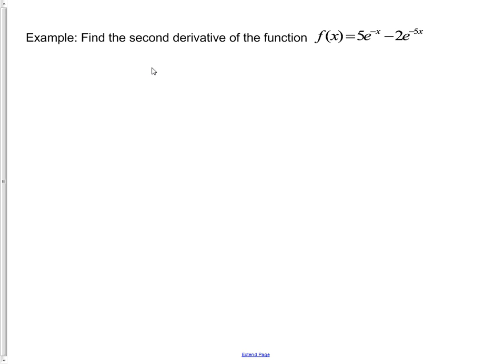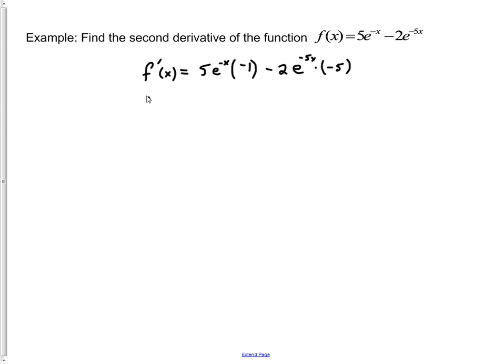take our derivatives. So in the first derivative, f prime of x is going to be the derivative of 5e to the negative x. Well, by our chain rule, that's going to be 5 times e to the negative x times the derivative of negative x. Well, that's negative 1. Minus 2 times e to the negative 5x, right? Remember, by our exponential chain rule, it's e to the u times the derivative of u. So this is going to be times negative 5.